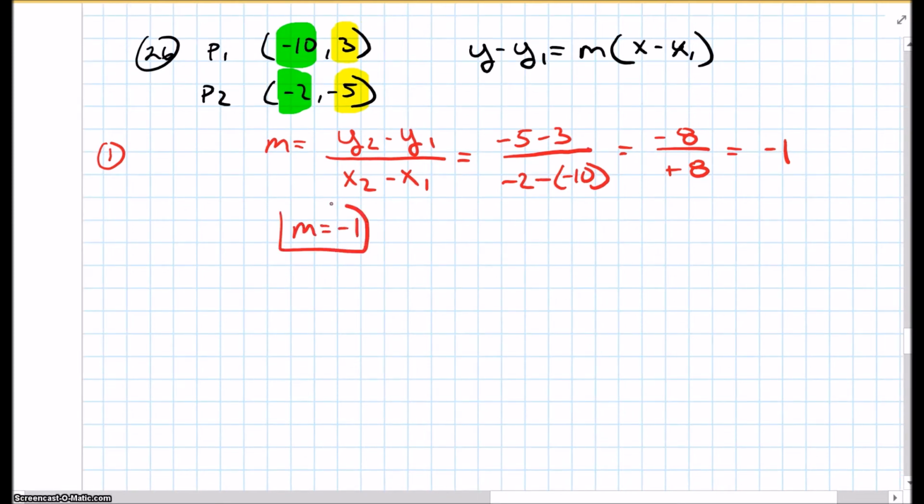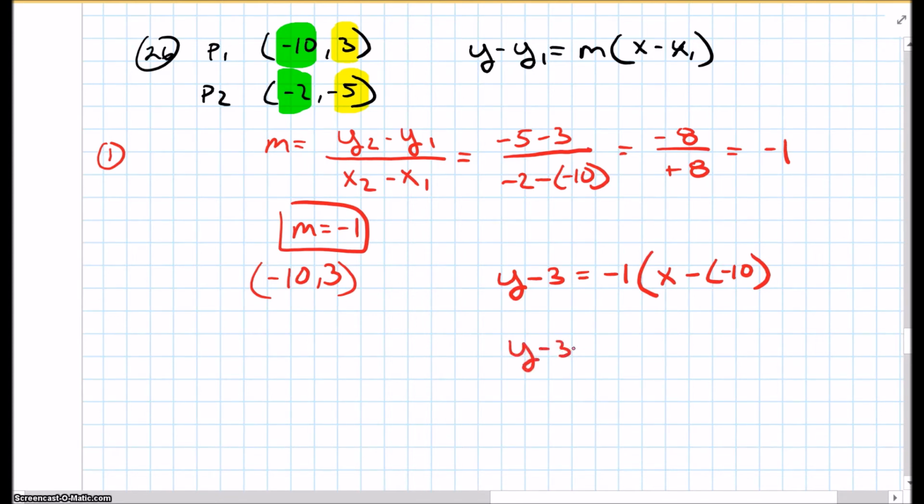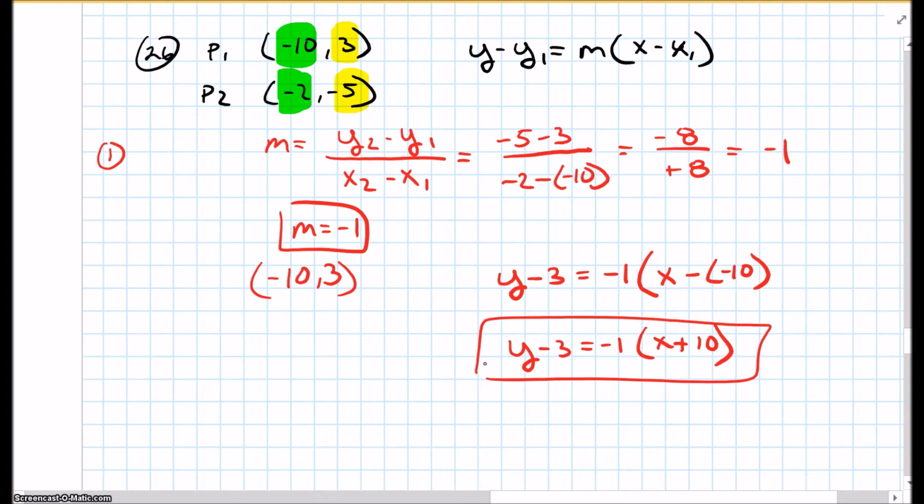So I just got to choose one of the points, and I will use (-10, 3). So I have a point and I have a slope, so now I just plug it in. y minus y1, 3, equals our m, negative 1, times x minus negative 10. Okay, so we simplify. y minus 3 equals negative 1 times x plus 10. So our point is (-10, 3) and our slope is negative 1. Point slope form, number 26.